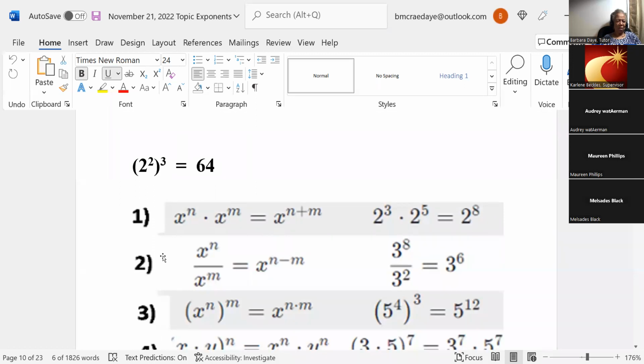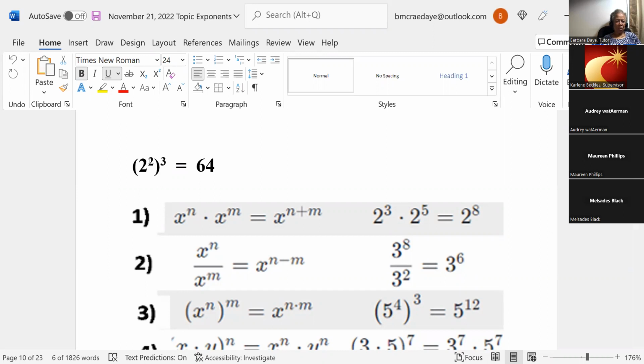Number 2. 2 to the 2nd, raised to the 3rd, a power to a power. Mercedes, what do you have? My answer was 3. 3 is the answer. That's correct. X to the N raised to the M. Yeah, I knew that. I should have had that. Right? And what's 2 to the 2nd power?